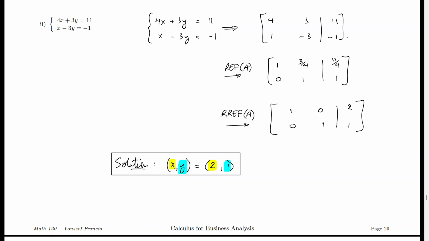Okay, so this is, again, a reminder, a consistent independent system. It's consistent because we got one answer consisting of the numbers 2 and 1. And it's independent because there was only one single solution. The solution was the pair 2, 1.